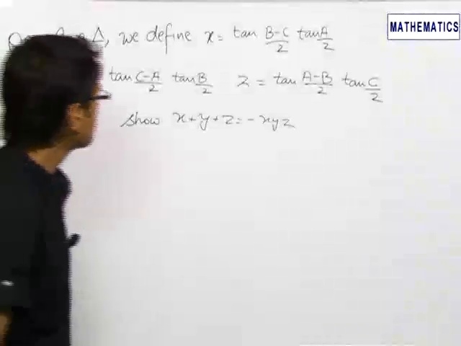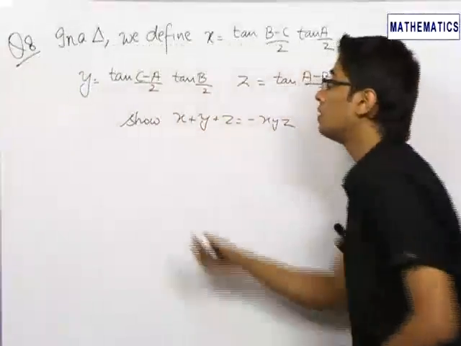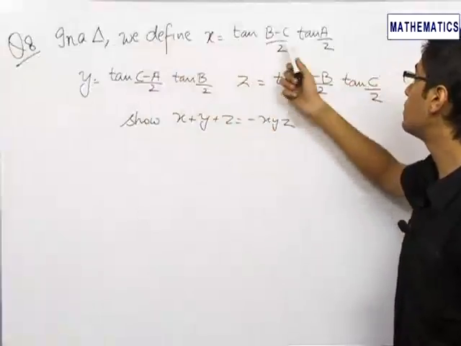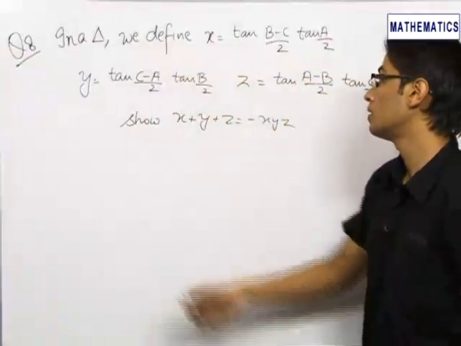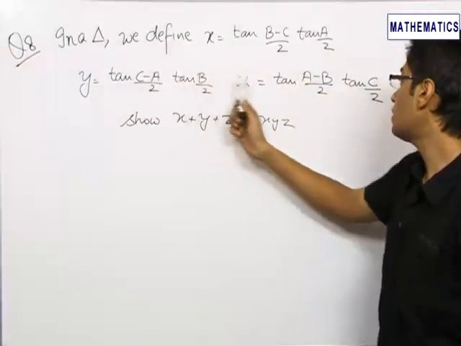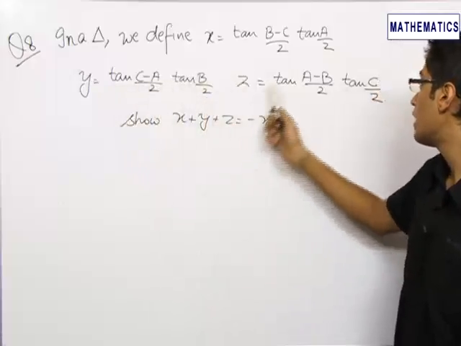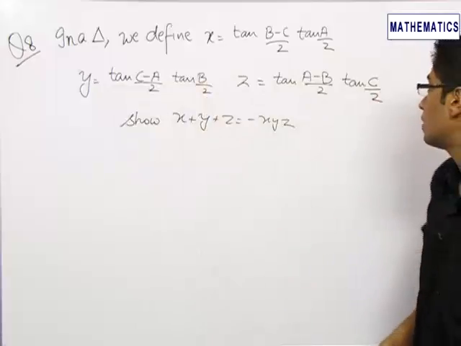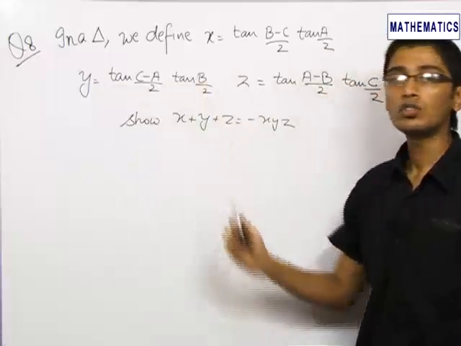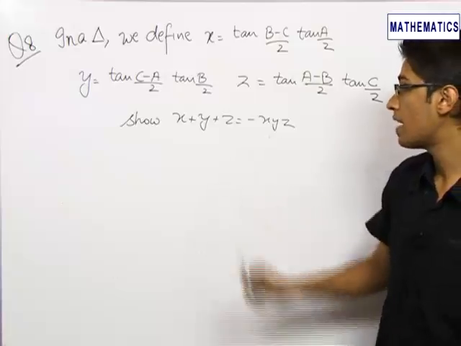Now in the next problem, we have defined x to be equal to tan of (b minus c)/2 into tan of a/2, and so on. We have defined y and z as tan of (c minus a)/2 into tan of b/2 and tan of (a minus b)/2 into tan of c/2 respectively. And we need to show that x plus y plus z equals minus xyz.